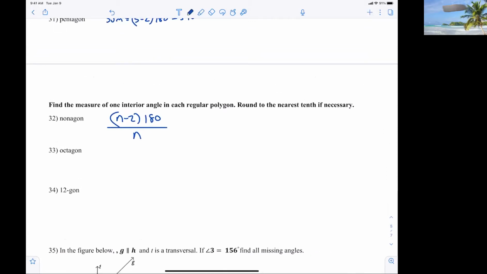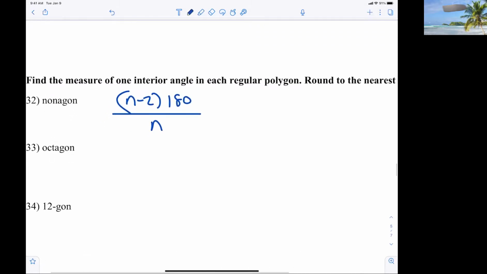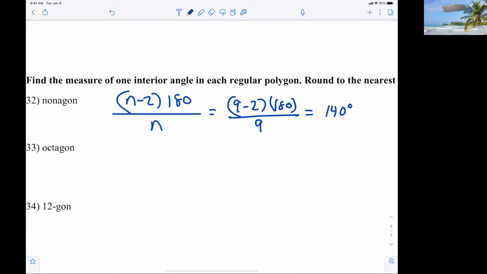Some, right? Okay, Avery, how do I do a nonagon? How much is that? 9. And then divided by what? And what is that? How much? 140 degrees. Any issues?